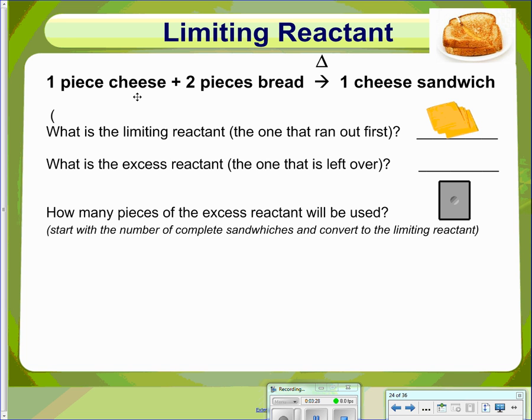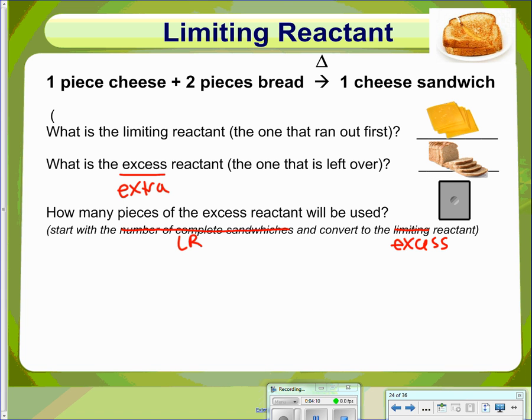So if the cheese is the limiting reactant, this automatically makes the other reactant, which is bread, the one in excess. Excess means you have extra, okay? So if I run out of cheese, I'm still going to have extra bread. So the next question, how many pieces of the excess reactant will be used? I need you to make a correction on your notes here. Make sure it says start with the, not number of complete sandwiches, but please change that to limiting reactant and convert to the excess reactant. This is the correct way to work this problem.